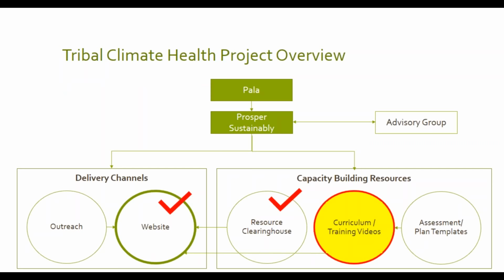Last year, the Pala Band of Mission Indians was awarded a grant from the US EPA for the Tribal Climate Health Project under a solicitation called Building the Capacity of Tribes to Address the Health Impacts of Climate Change. Pala selected, and Shasta Gaughan, the environmental director, is on right now, Prosper Sustainably to perform the scope of work under the approved grants.